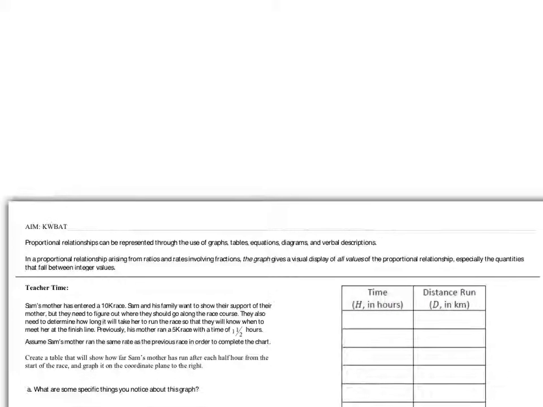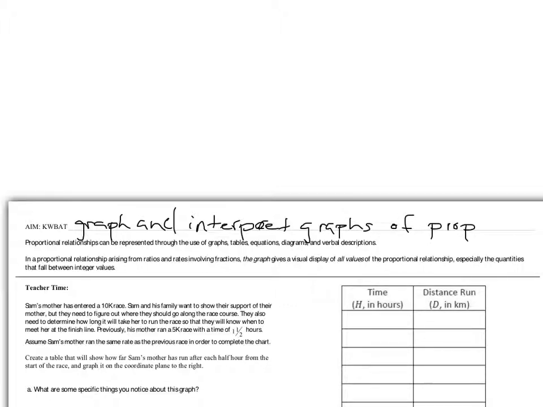Today's aim, Kipsters will be able to graph and interpret graphs of proportional relationships. So really this is a review of a lesson that we did a little bit more than a week ago. Difference is we're going to have some fractional pieces in here. That's going to change things up a little bit. So Kipsters will be able to graph and interpret graphs of proportional relationships.